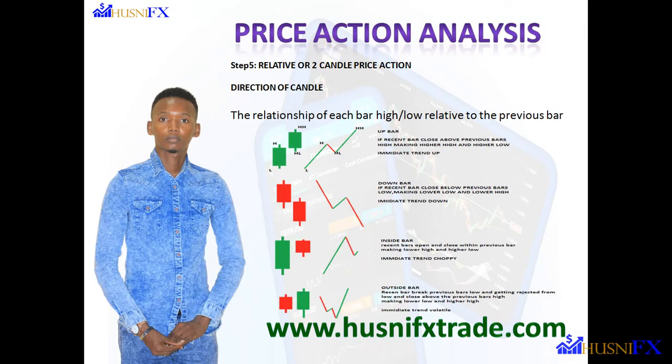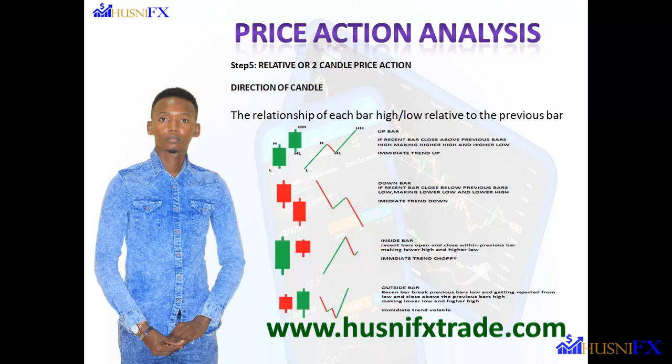So in step 5, we will look at relative candle price action. On candle price action, we always focus on the direction of the candle and the relationship of each bar, whether its high or low is relative to the previous bar. Let us look at this up bar. On the up bar, if a recent bar closes above a previous bar's high, making a higher high and also a higher low, this is when we get an immediate uptrend.